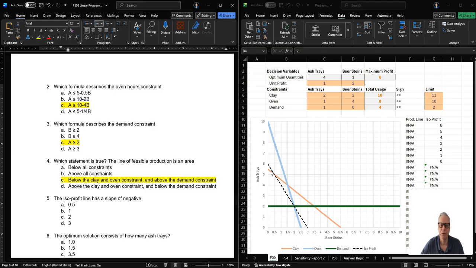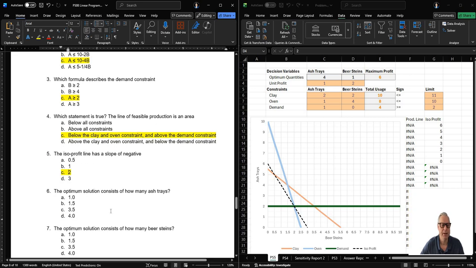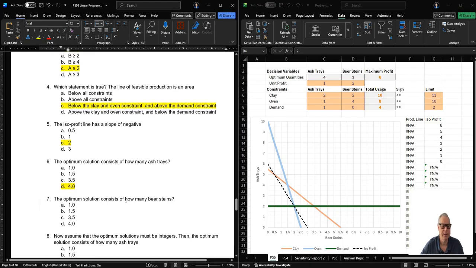The ISO profit line has a slope of -2. The optimum solution consists of how many ashtrays? Well, per Excel it would be 4. The optimum solution consists of how many beer steins? 1. And you see I didn't give you here the option for 2 and 2, but remember that would be a solution as well.